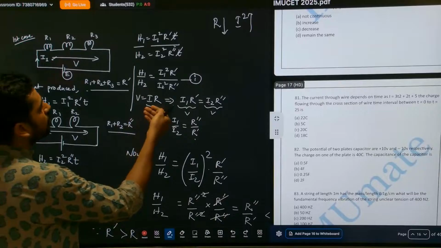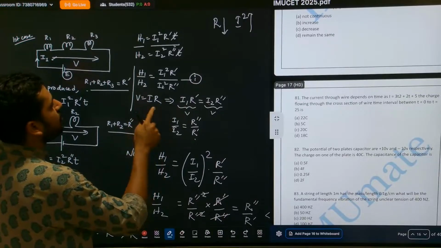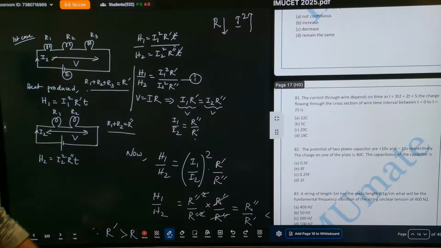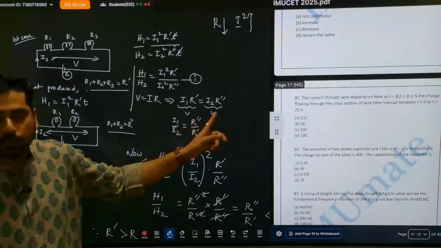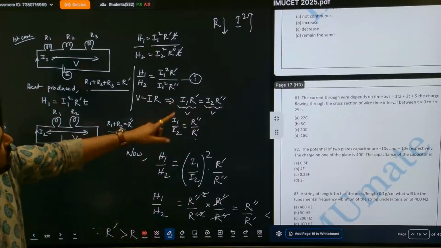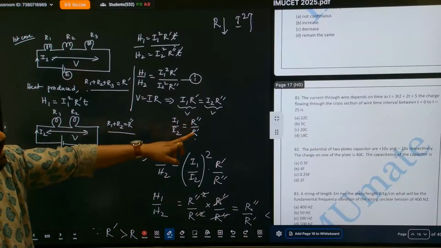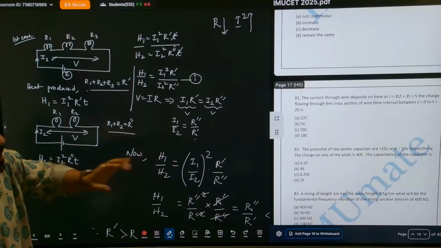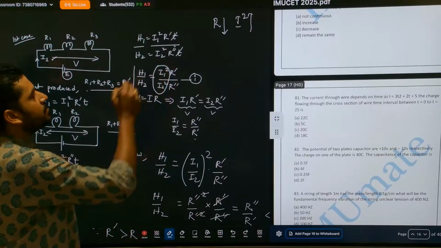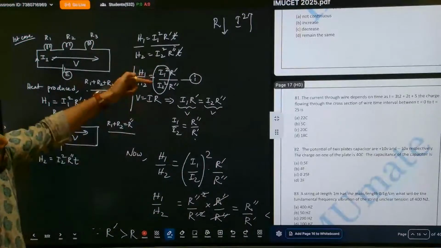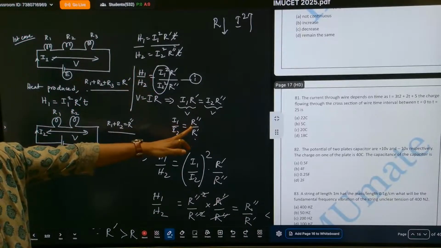Now what was the formula? Look at the formula: V equals IR. In the first case it was I1 R dash. In the second case, voltage is I2 R double dash. So what is the ratio of I1 and I2? R double dash by R dash. So I put that here, in place of I1 and I2, I put R dash and R double dash.